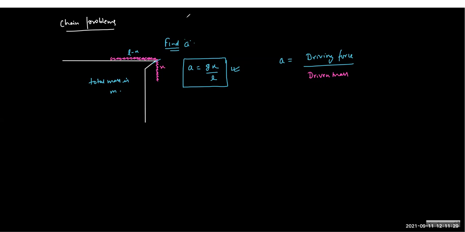And if you look carefully, you can get it directly. It's the hanging part that is responsible for the motion to take place. So it is the hanging part which is under gravity, and this part will be pulling the entire system, because every part which is on the table cannot create the motion, because their weight and normal will balance each other. So that's not the issue. So what is the driving force here? It is the weight of the hanging part.